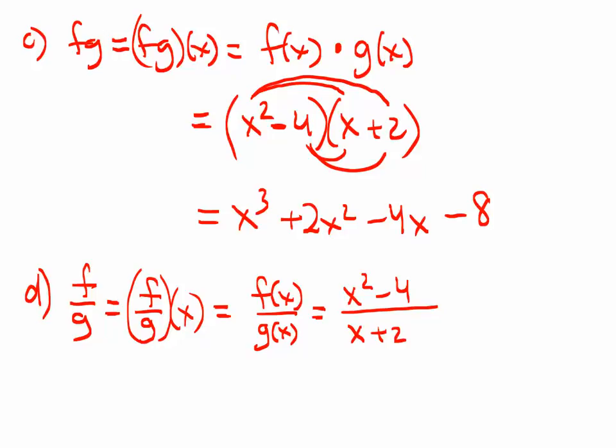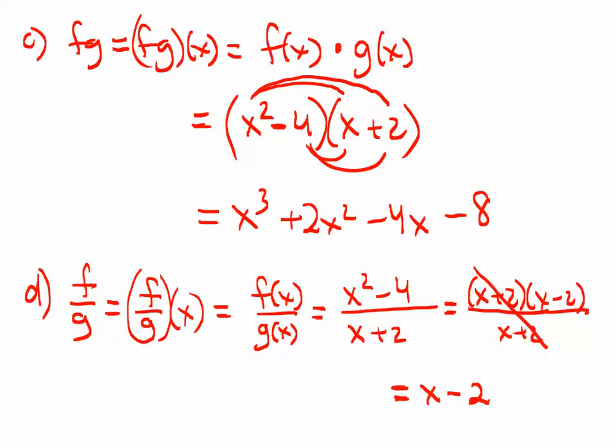Okay. How about x squared minus 4? Does that factor? It sure does, doesn't it? Doesn't that factor into x plus 2 times x minus 2? X plus 2 on the bottom, so voila. X plus 2's will cancel themselves out, leaving us with x minus 2 as our final answer.